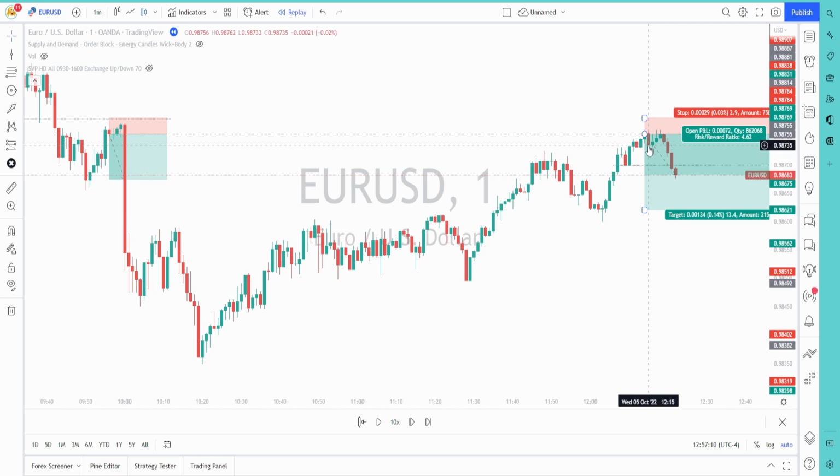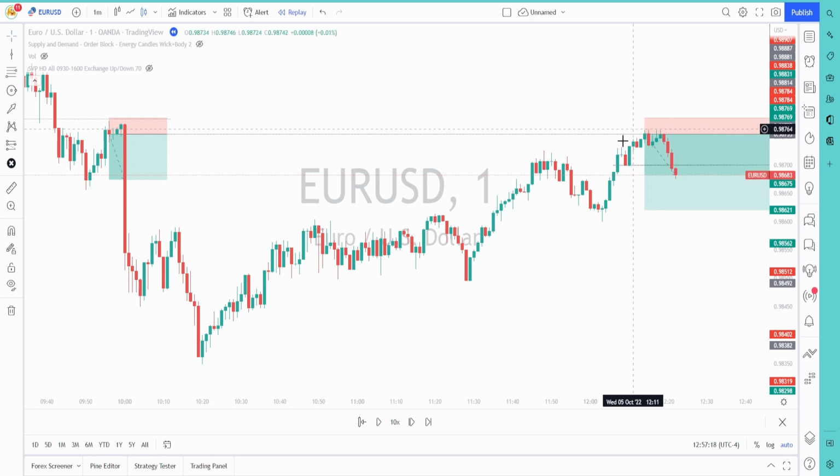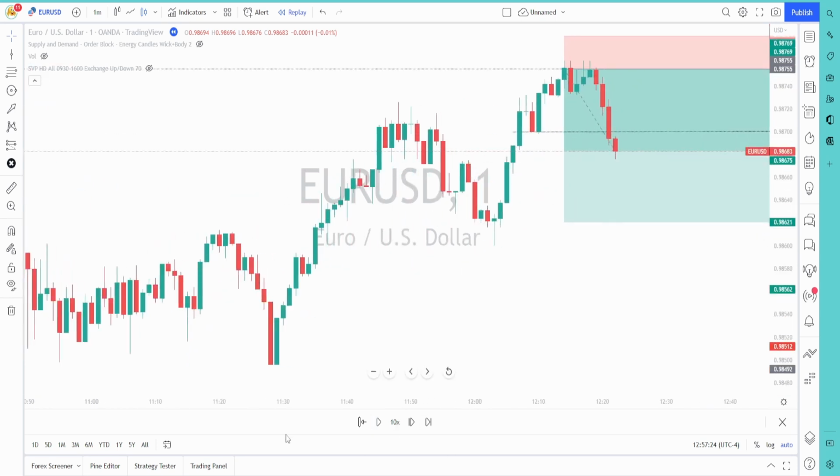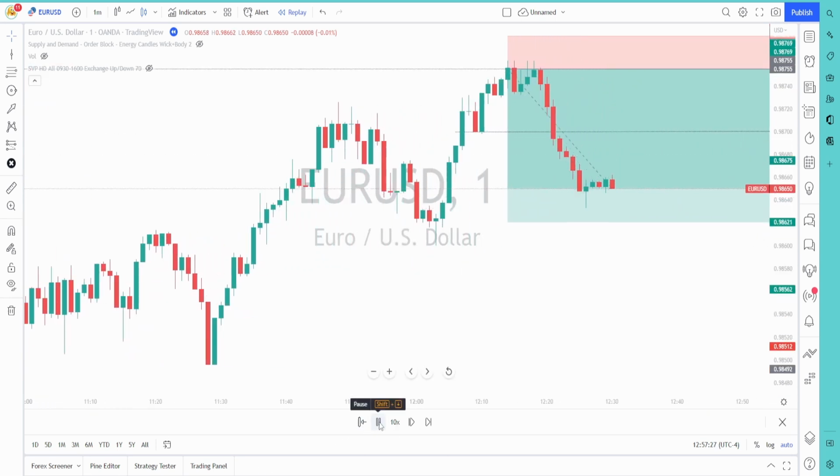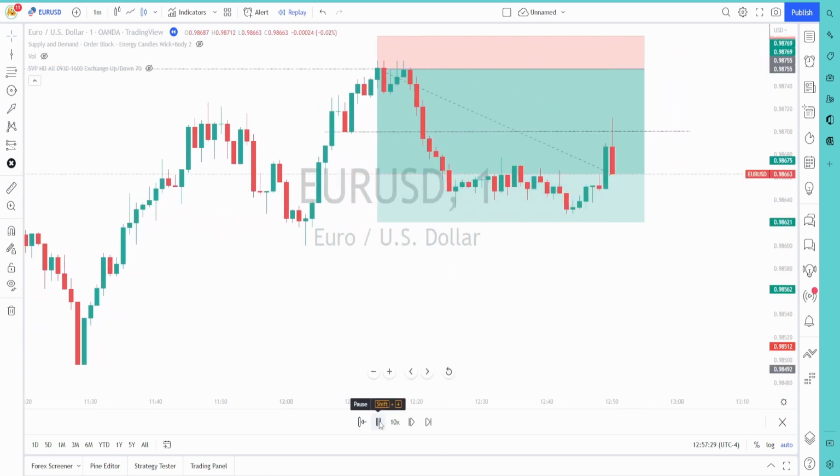Some people might have waited for an engulfing pattern to get in on this. But if you would have taken the aggressive approach, you would have gotten in there. Stop loss just above. Target the low. And that's what you would have done for that. And you just repeat this over and over again.